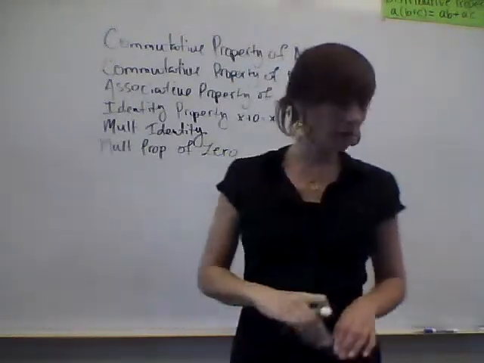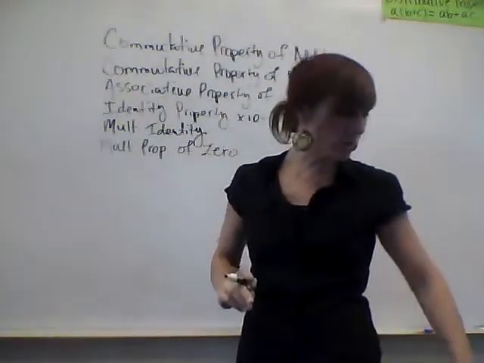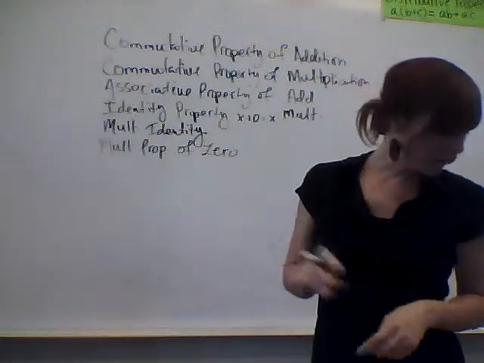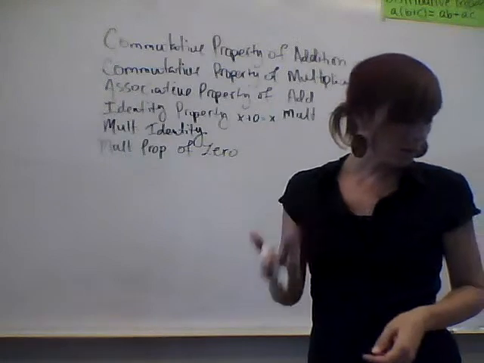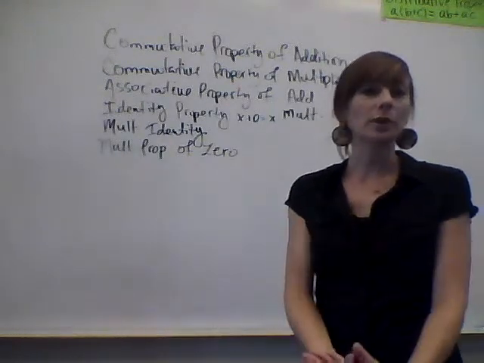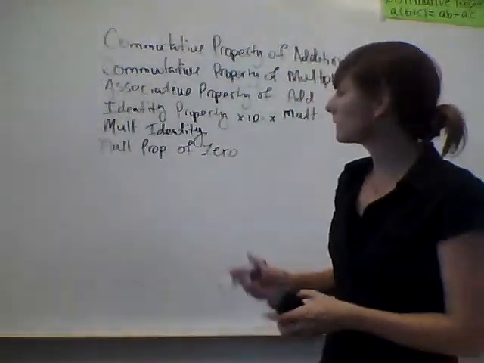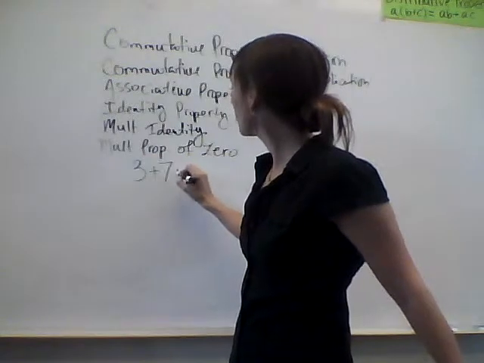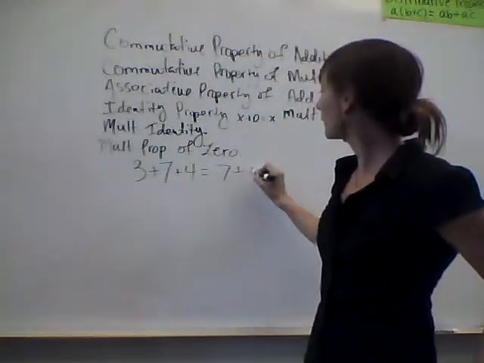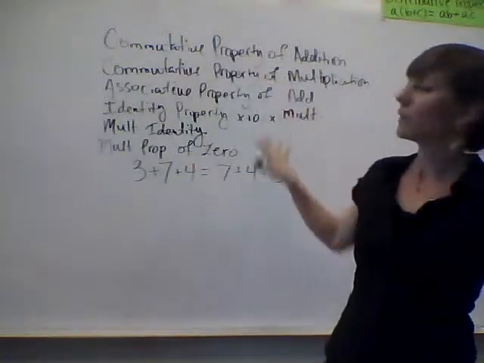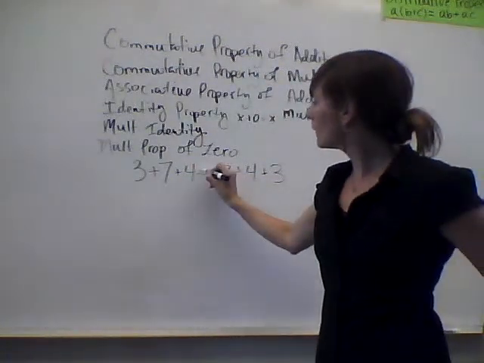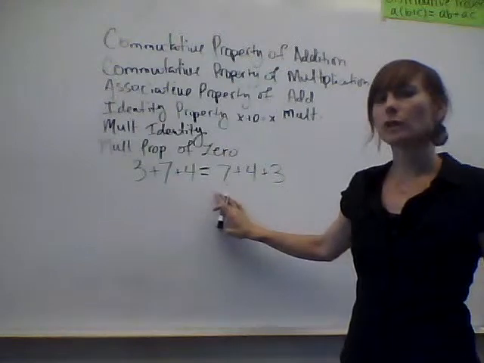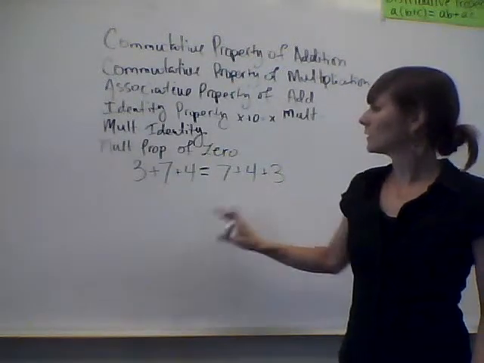Okay, so you're going to be given some statements, and you're going to be asked which property is represented by each statement. So, for example, if you had a statement like this, 3 plus 7 plus 4 equals 7 plus 4 plus 3. Which property would tell you that this is true? That on either side of the equal sign, these are going to be the same. You just rearrange the order that the numbers are written in, but they're still equal.